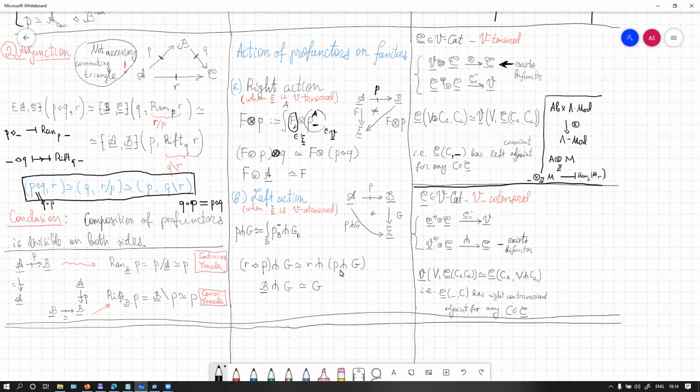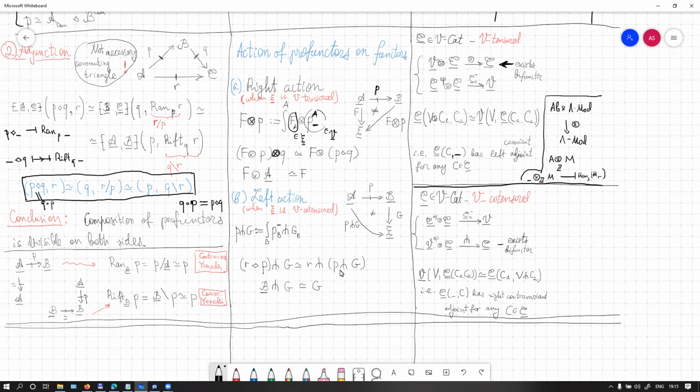Okay. So when we know how to, let's say, tensor or multiply objects of our category by coefficients, or by sets or by abelian groups, whatever we have, then we can define the tensor product of a functor and a profunctor. And this is called right action.